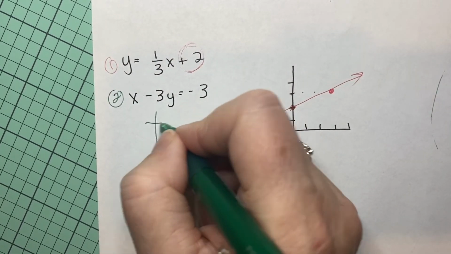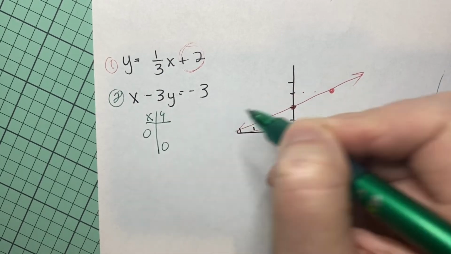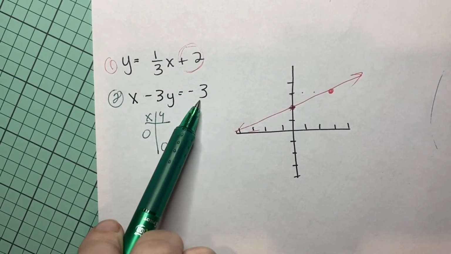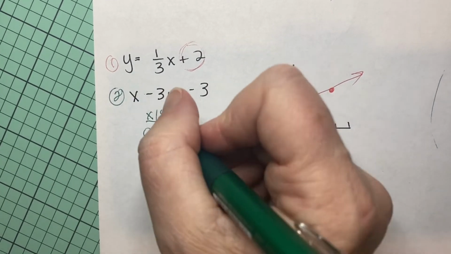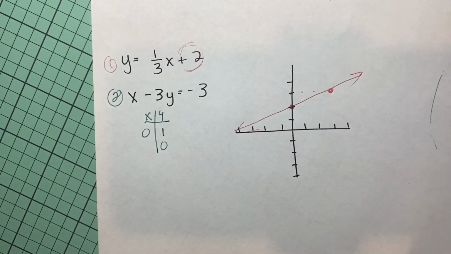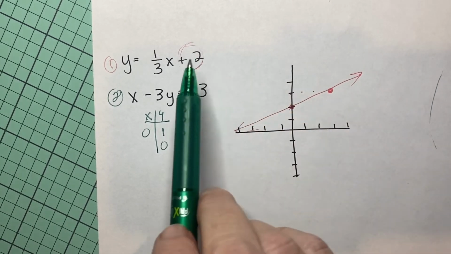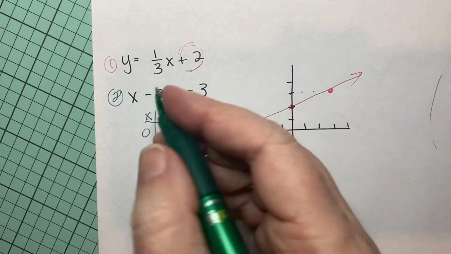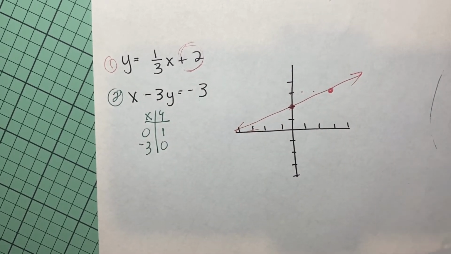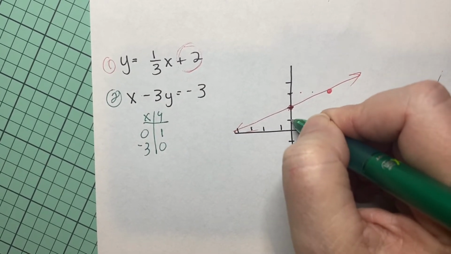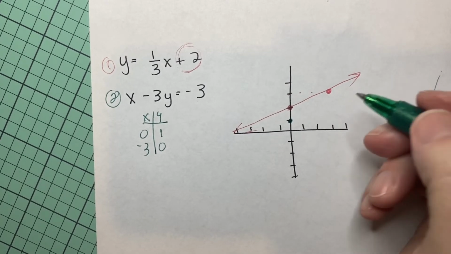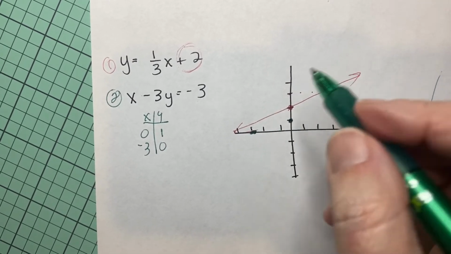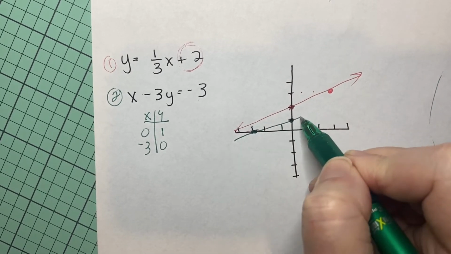Then let's do this second one in green. This one's not solved for y, so I'm going to do my xy chart. When x is 0, cover up your x, and you see you have negative 3 divided by negative 3 is positive 1. And then when y equals 0, cover up your y, and that one's easy. X just equals negative 3. So I have the point (0, 1), or 1 on the y-axis, and the point (-3, 0), or -3 on the x-axis.